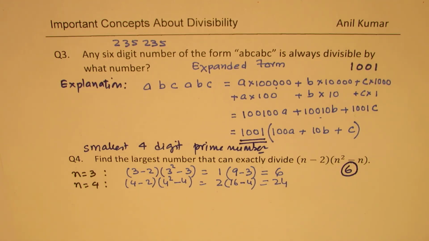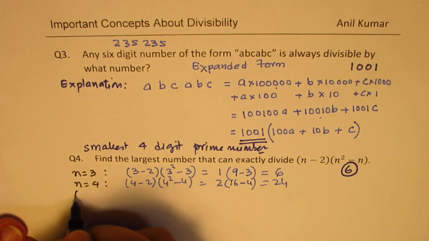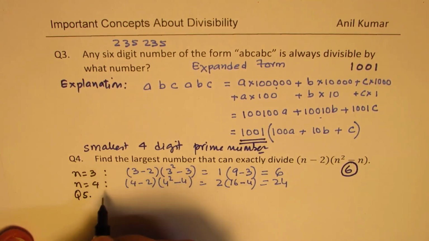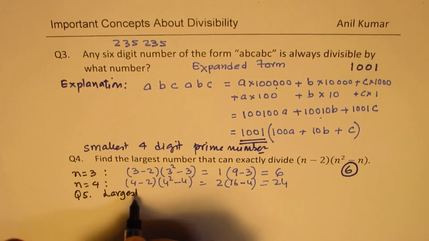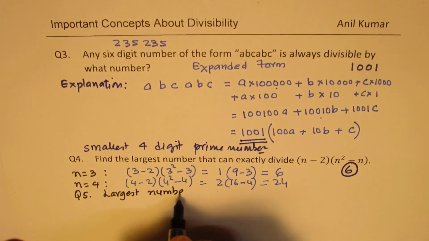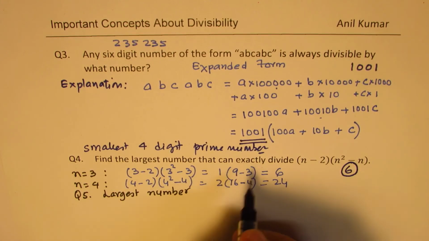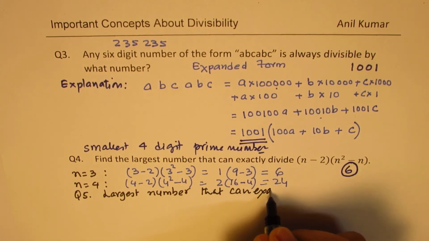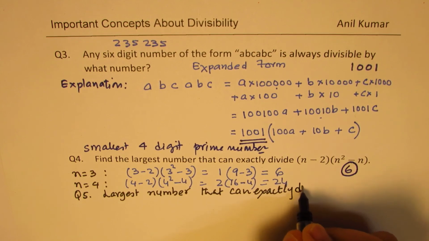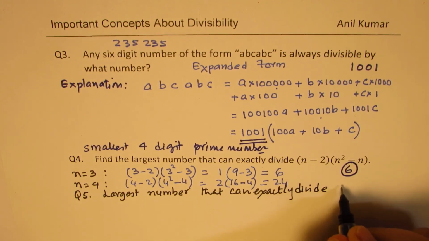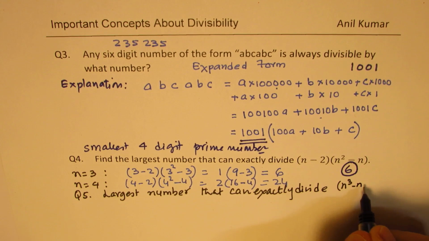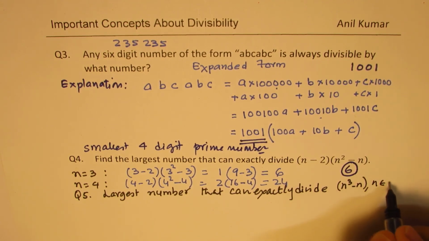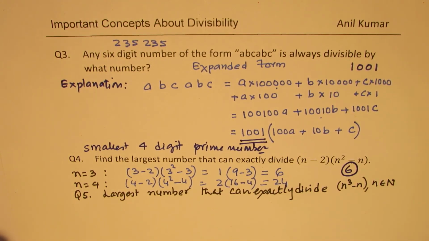So let me add a question for you here. Let's say question number 5. Question number 5 could be, find the largest number that can exactly divide, let's say a polynomial n cubed minus n, where n belongs to natural numbers, correct? So that could be the question for you.